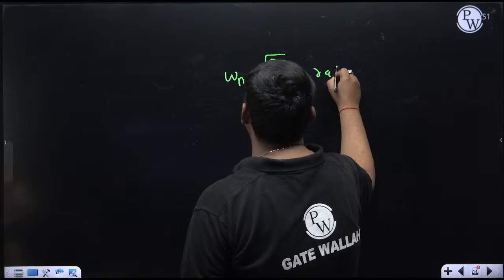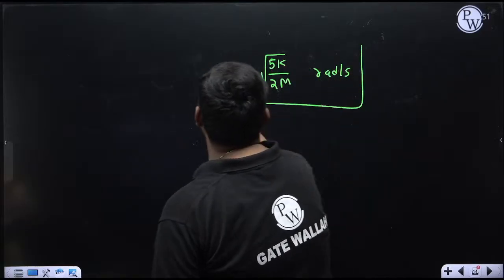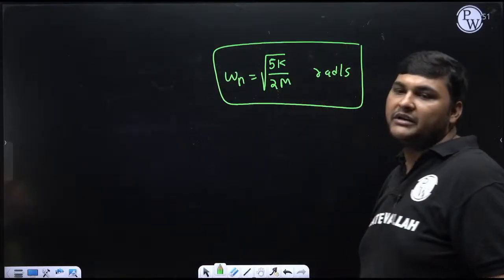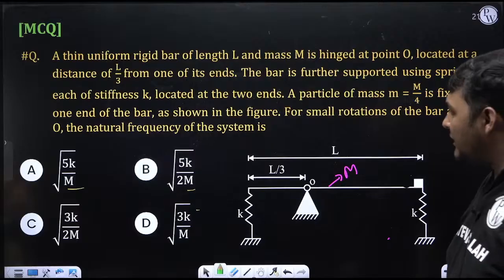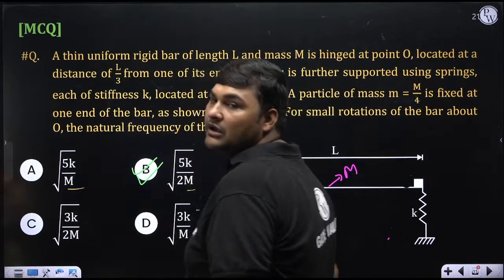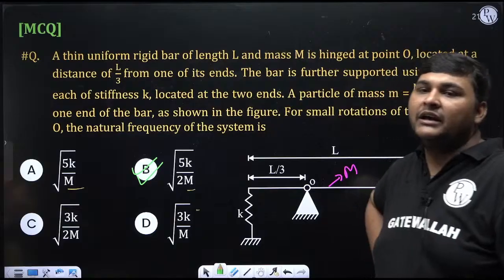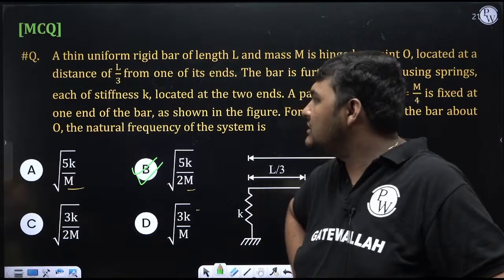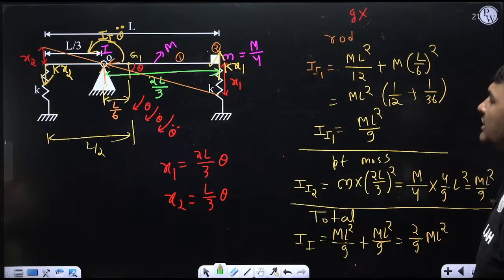It is in radian. Now see whether this value is mentioned in the options or not. If it is mentioned, this will be the correct answer. Root over 5k by 2 capital M. Yes, it is mentioned. In which option? Option B. So for this question, the correct answer is B for Bombay. So this is all about the equilibrium method.